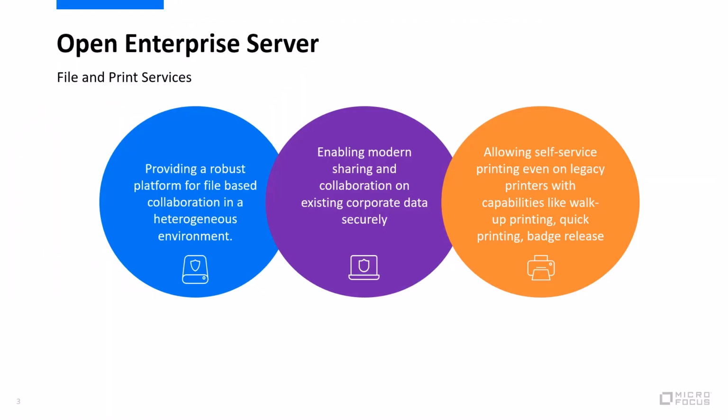Let's start with a brief introduction to the file and print services. You may already be using one or more of these services, so let's go over this quickly. The file services provide a platform for storing and collaborating on user data. Your users get access to their data when they are within the corporate network or over the VPN on any of their Mac and Windows devices, while your administrator stays in control of who gets access to what.